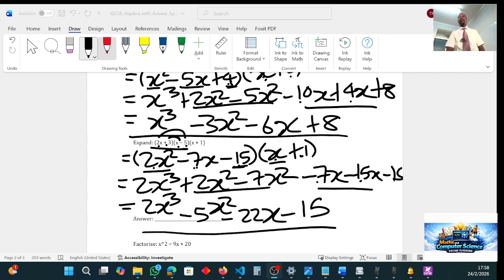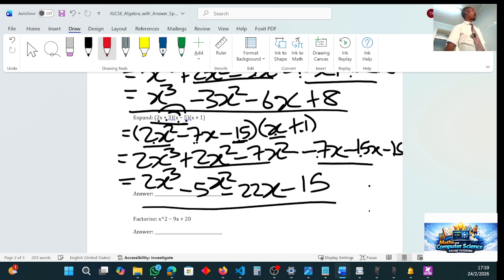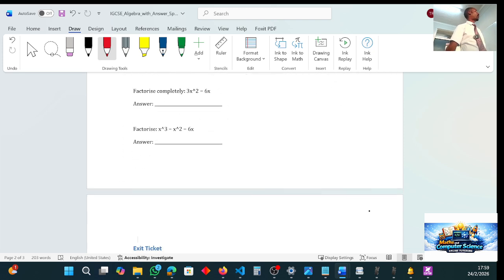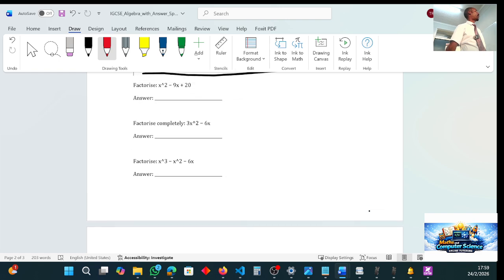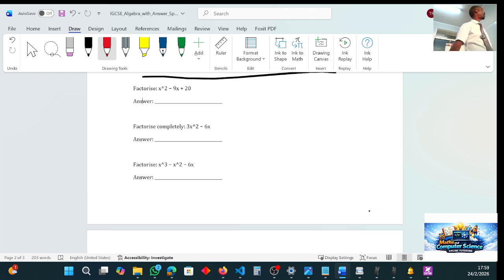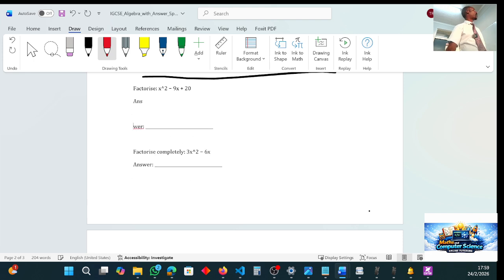Right, folks, this time around, concluding with factorization. I've got three problems that I want to address, and let's see how we find factors. We'll create a bit of space here for the solution. Right.